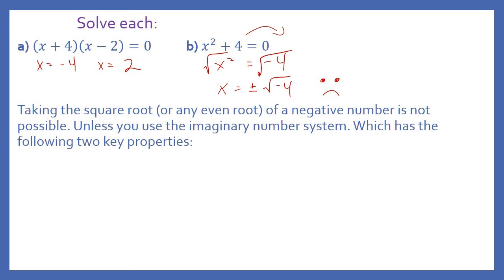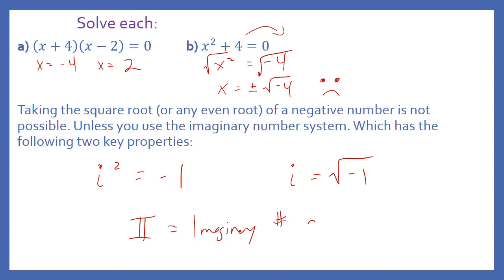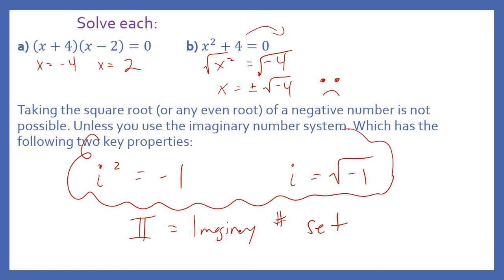So that means we have to use the imaginary number system, which has the two following key properties that we're going to use. I squared equals -1, and following that, i equals the root of -1. And just so you know, a capital I is the imaginary number set. We're going to focus on these two things. These are the two properties you want to keep in your back pocket.